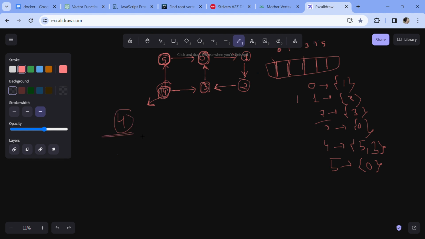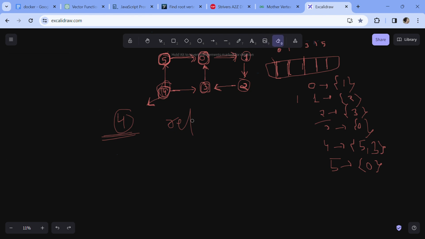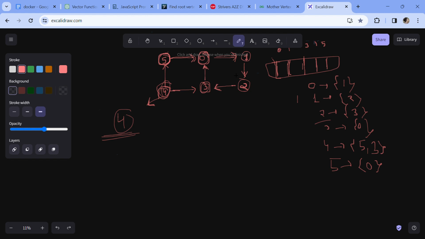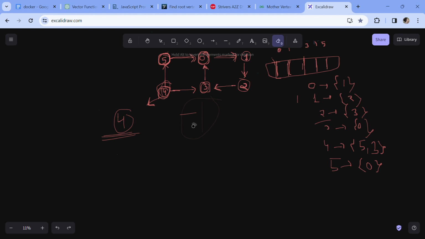But let's say my answer is coming to 4, so I will make the DFS calls from node 4. And if I am visiting all the nodes and am reachable to all possible nodes, then that is my correct answer. If I am not reachable to all the nodes, that means I don't have any parent node, so I have to return -1.